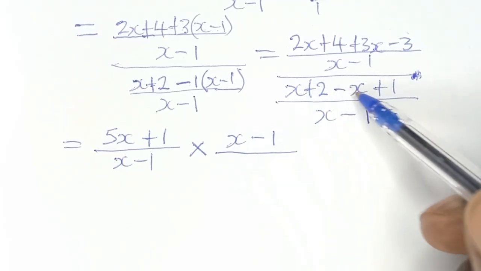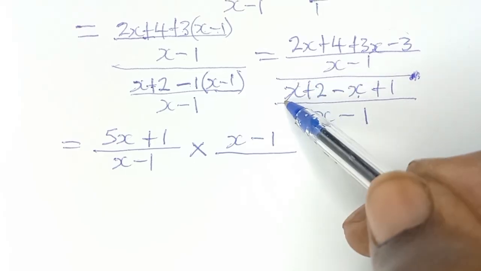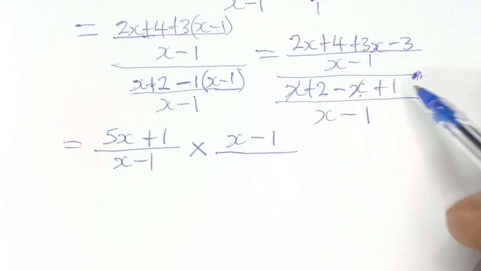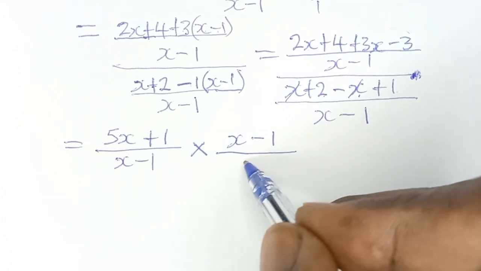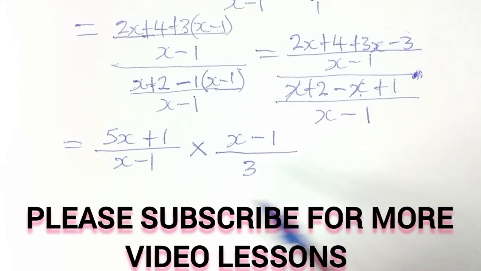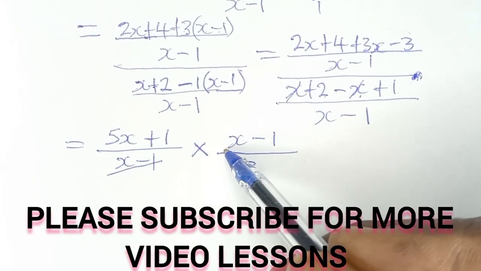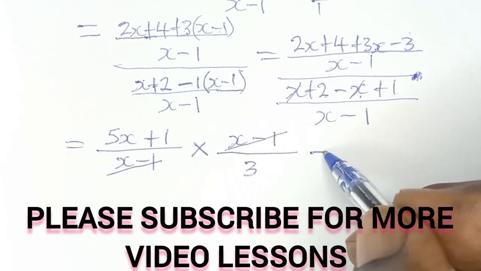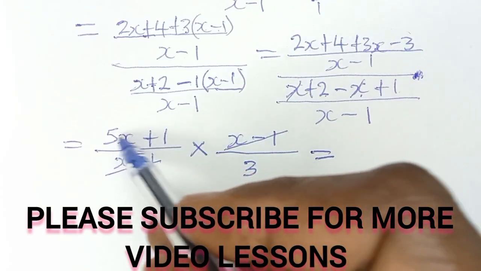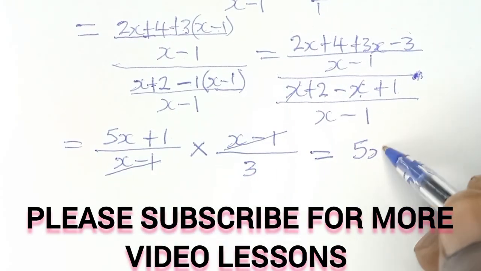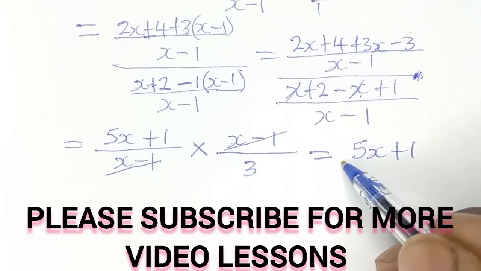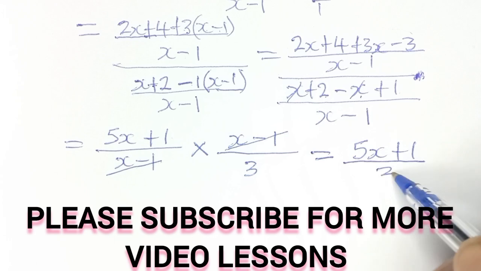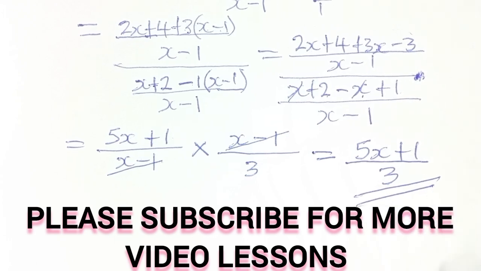Now this part is x − x, which is 0. So this positive x and negative x make x − x become 0. And then I have 2 + 1, which is 3. So it becomes over 3. Then now, this one is exactly equal to this, so they can cancel. Once they cancel, what I'll be left with finally will be this numerator here, which is 5x + 1, all divided by what I have left on the denominator, which is 3. And this becomes the final answer.